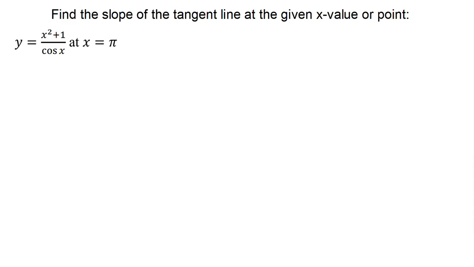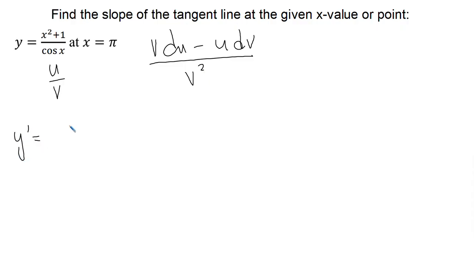All right, for x squared plus 1 over the cosine of x, we'll note that this is u divided by v, right? So we're going to use v du minus u dv all over v squared, right? We'll use our quotient rule. So y prime ought to be our denominator, cosine x, times our derivative of x squared plus 1, which is 2x. And then minus the x squared plus 1 times the derivative of cosine of x.